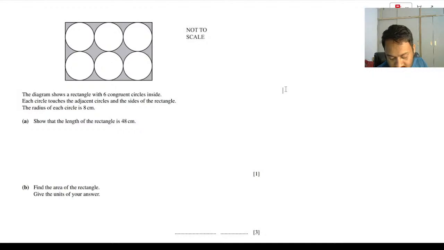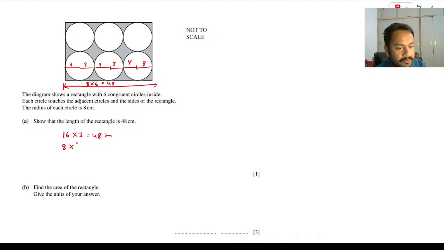Puranjay says 16 into 3. Very good, absolutely correct. 8 is the radius, then again 8, again 8, and again 8. So we can do what Puranjay did: he took the diameter into 3. But we can also do 8 times 1, 2, 3, 4, 5, 6. 8 times 6 is 48. So you can write 16 into 3 as 48 centimeter, or 8 into 6 as 48 centimeter. That is easy.